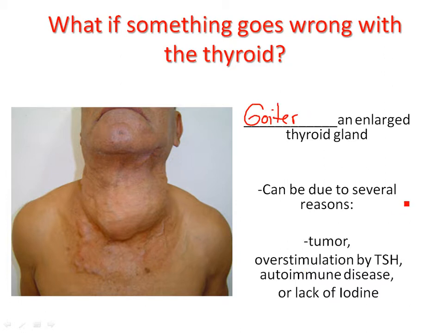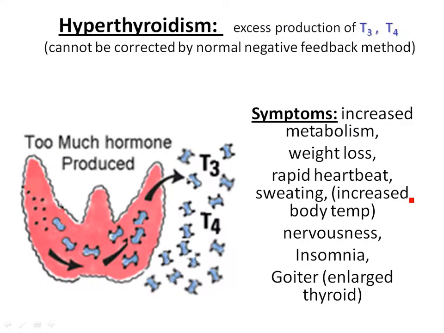And if you look at this, there are several reasons that can cause this. It's not simply that you have too little thyroid hormones or you have too much. There's a lot of reasons. It could be a tumor here. It could be a tumor up here. It could be that you're not getting enough iodine in your diet, or your body could be attacking it. Several reasons.